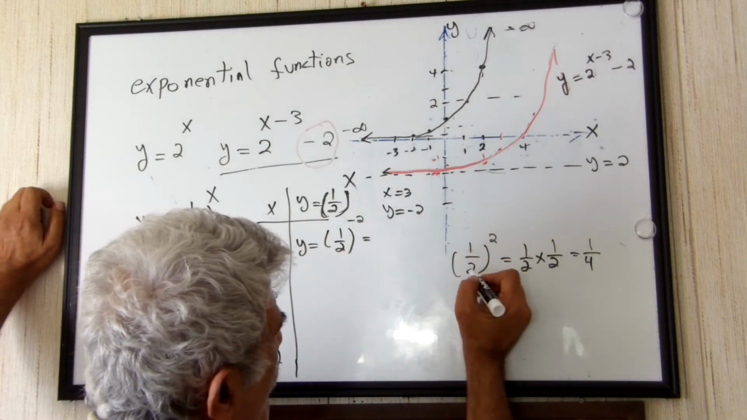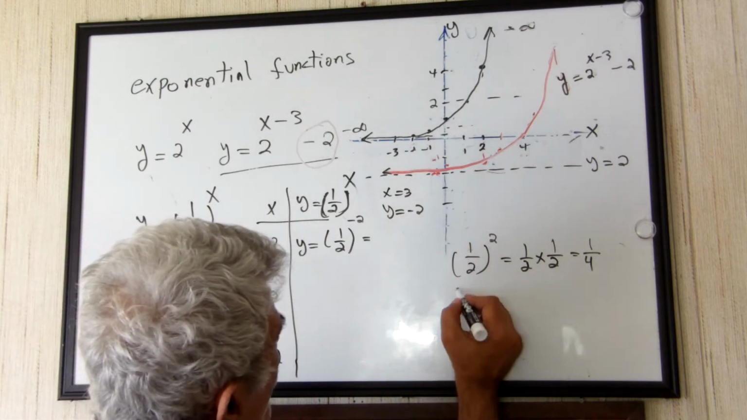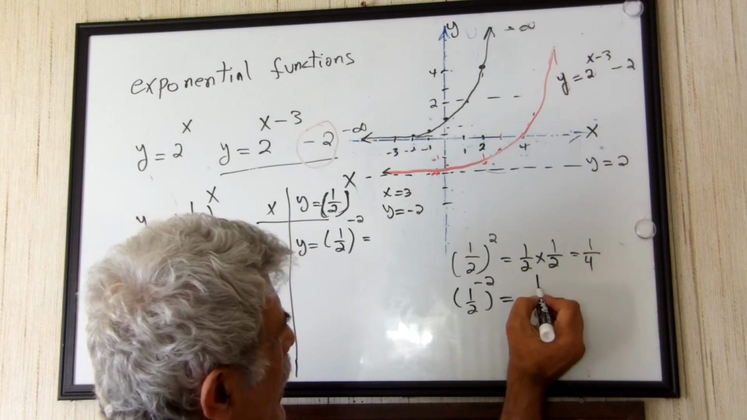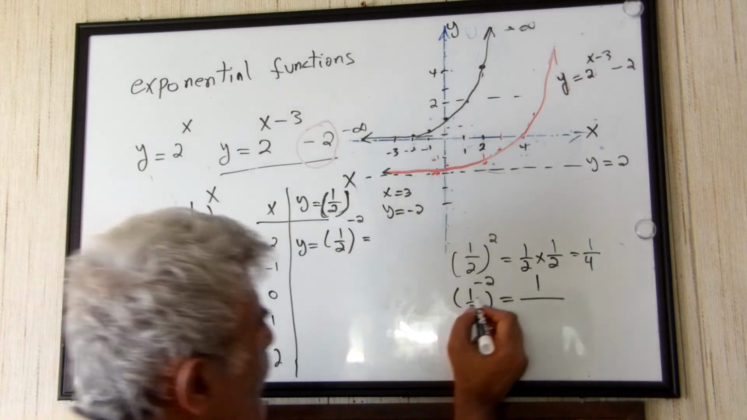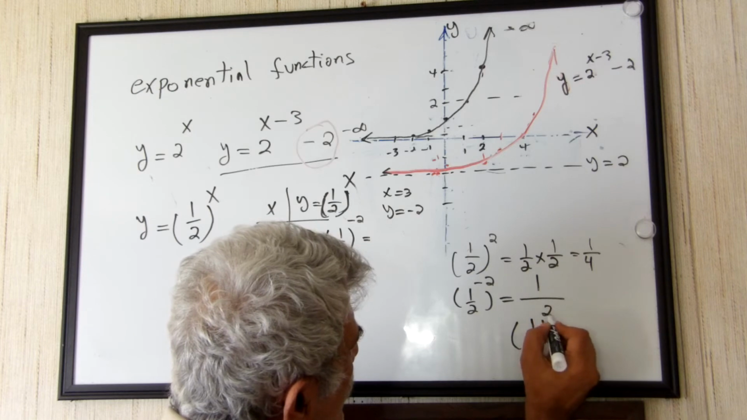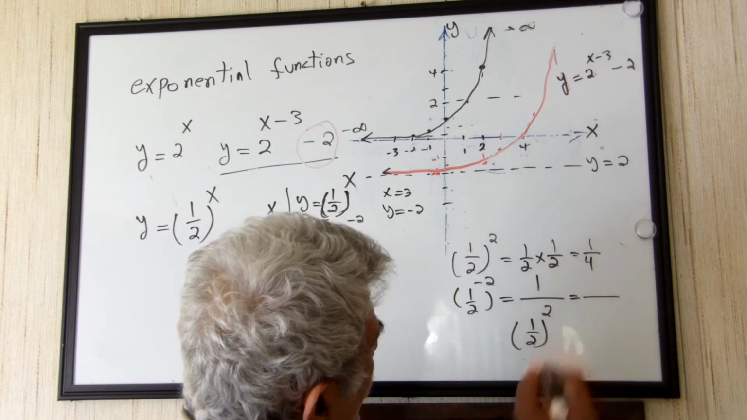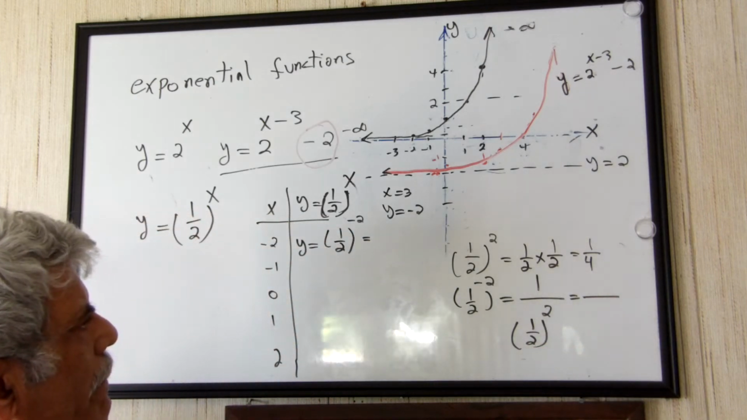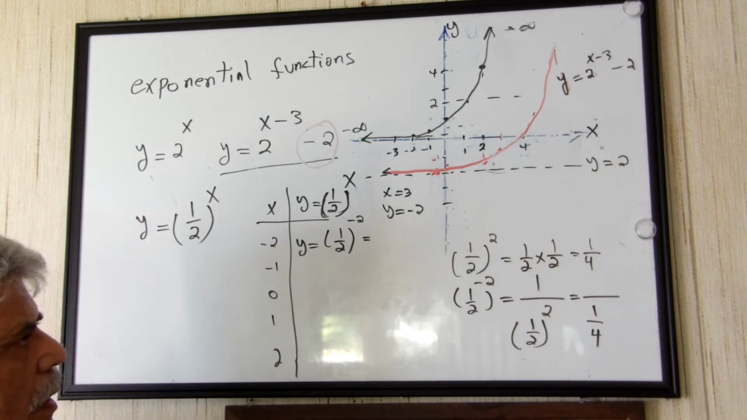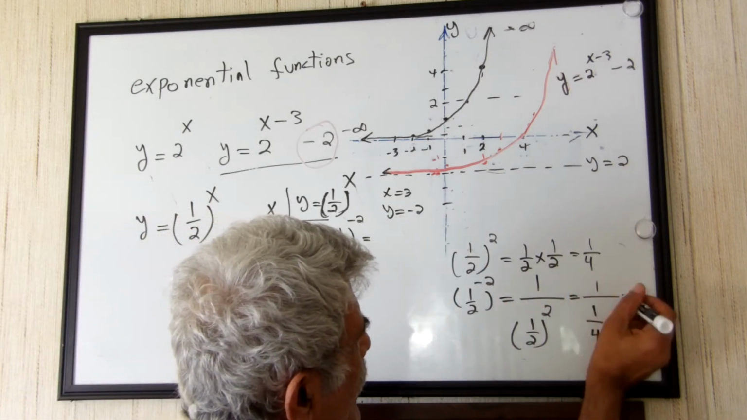Or we raise this one to the power of 2, this one to the power of 2, it's going to be 1 over 4. And if 1 over 2 to the power of minus 2, what is it going to be? What we do, at the numerator we put 1, and we write the same thing here, except the 2 is going to be plus 2. So this is going to be 1 over 4, and 1 over that is going to be 4.